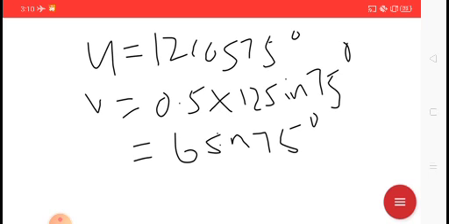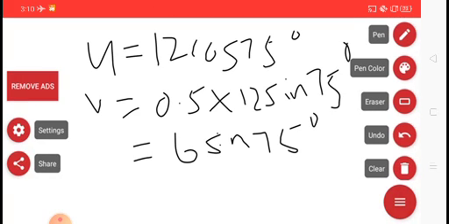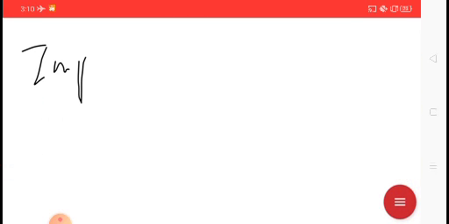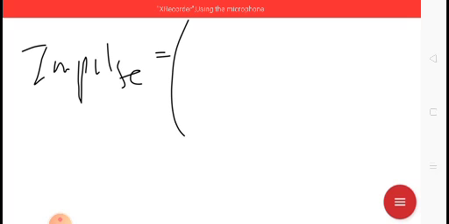Okay, so the impulse, if the question asks you the impulse, you need to consider x and y component, right? So let's say mv minus mu. Now we go and calculate the impulse. So impulse, you will have two components.